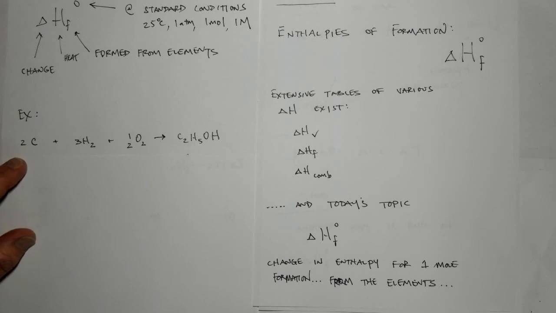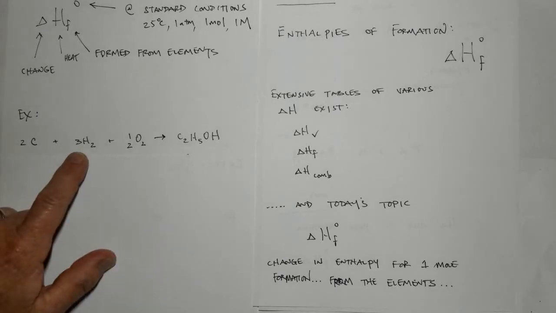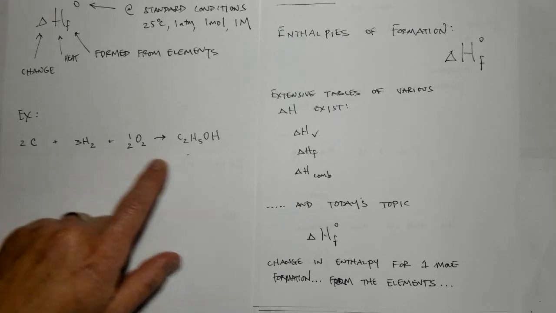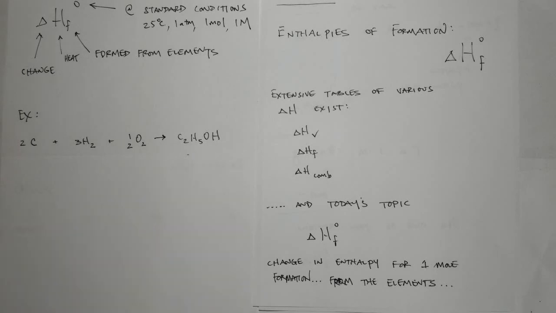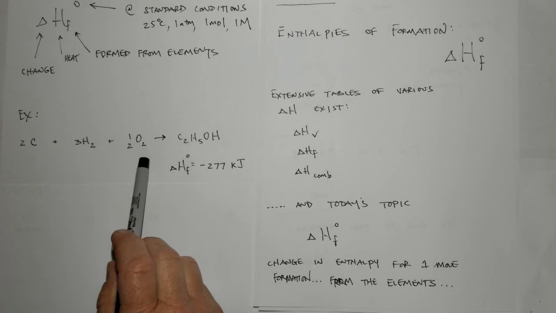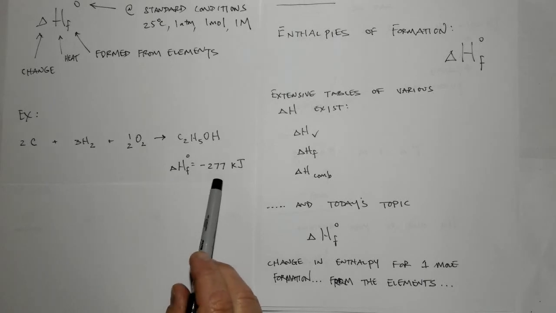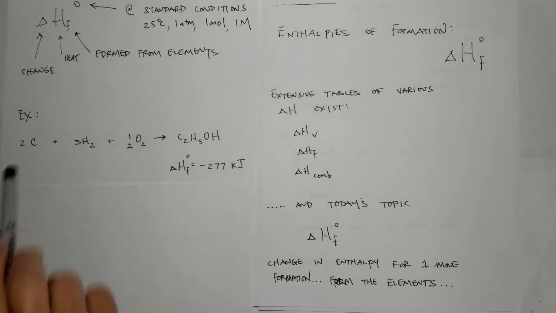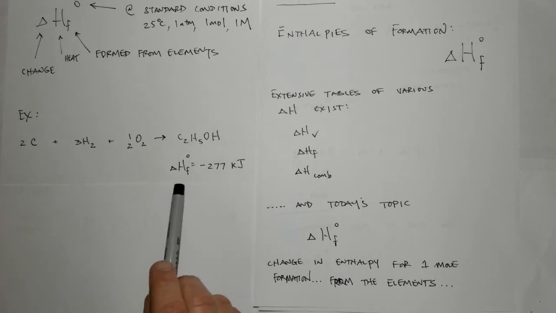Here's carbon forming with hydrogen and oxygen to make this substance right here, which is known as ethanol. Ethanol, of course, is a substance that's in your gasoline. It's also the alcohol that's in beer, wine, and liquor. The enthalpy of formation of C2H5OH from its elements is negative 277 kilojoules. And so this thermochemical equation would have delta H after it, negative 277.